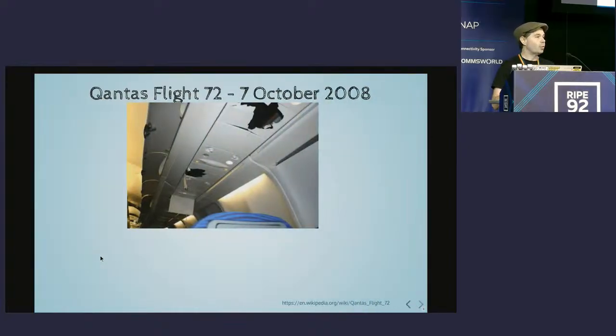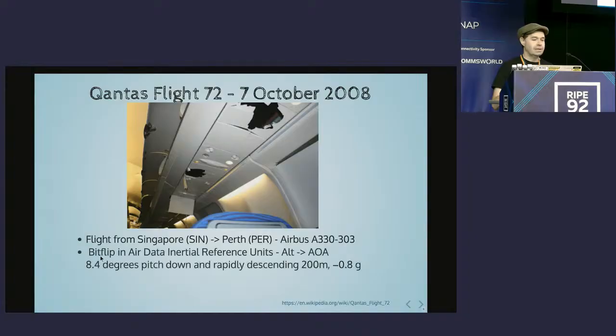There are also more real-world consequences. This was a flight from Singapore to Perth, and a bit flipped in the air data inertial reference unit. The bit that said whether the data is the angle of attack or the altitude was flipped, and the flight computer panicked, pitched the plane down at almost 9 degrees, and 53 people ended up hospitalized. 14 of them had to be airlifted to hospitals.